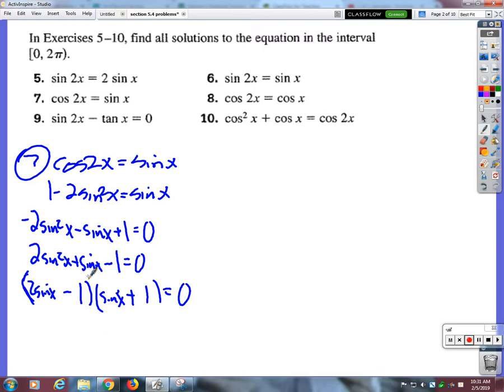All right, so those two things multiply together to equal 0, which means that they equal 0 independently. So sine of x equals 1/2, or sine of x equals negative 1. So you just look on your circle chart for where the y-coordinates are either 1/2 or negative 1. And those are all your answers. Where does sine of x equal 1/2? Pi over 6 and 5 pi over 6. And it equals negative 1 at 3 pi over 2.